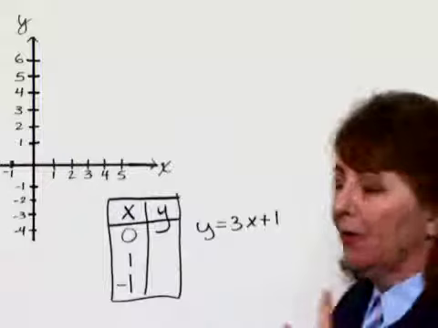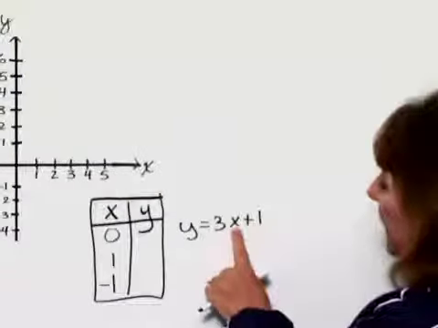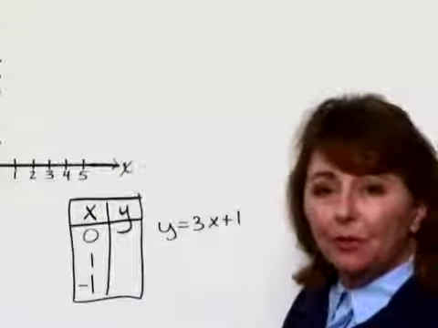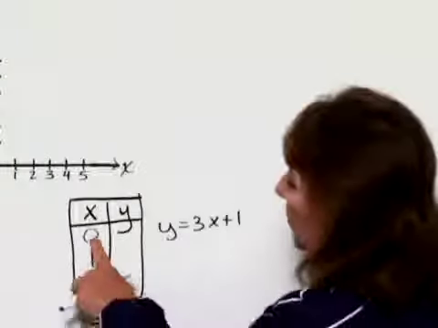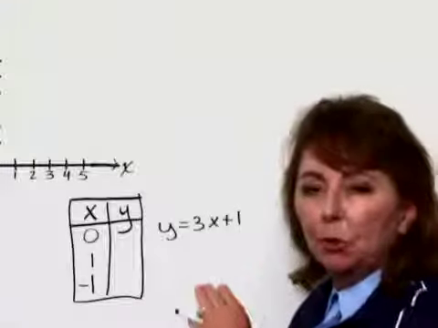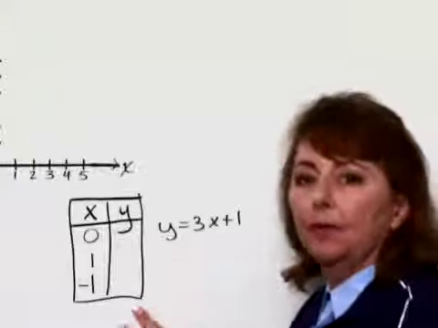I chose values for x because it makes the problem easier to work. I just have to multiply the x value by 3 and then add 1. I could have chosen values for y, but for this particular equation, choosing a value for x is easier. I also chose small numbers, and I wanted to include at least one negative number so I can get a good picture of the graph, both in the positive part of the graph and the negative.